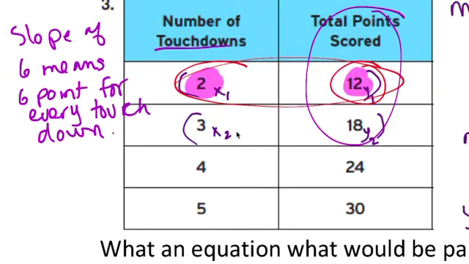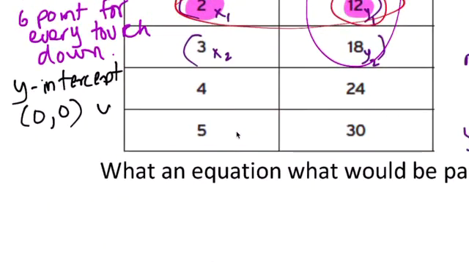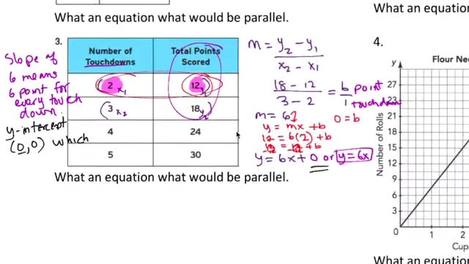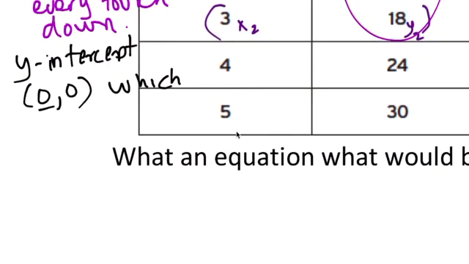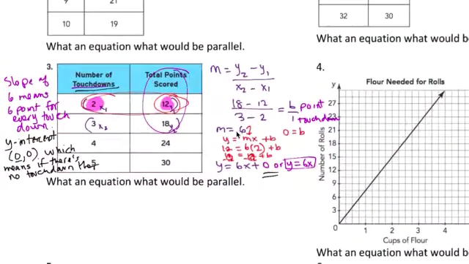Y-intercept is 0, which means 0 touchdowns, which means if there's no touchdown, there's 0 points scored.